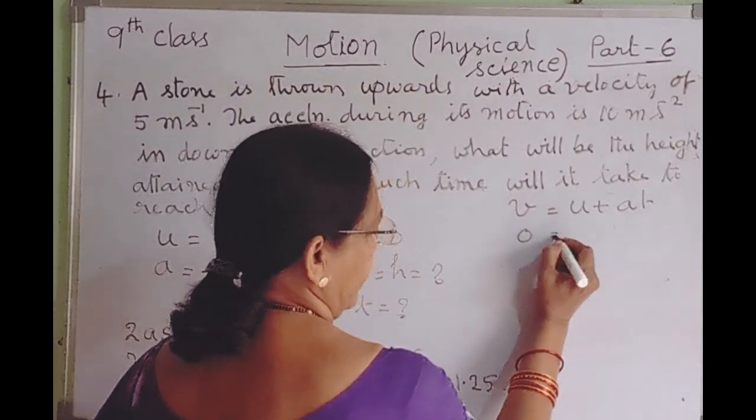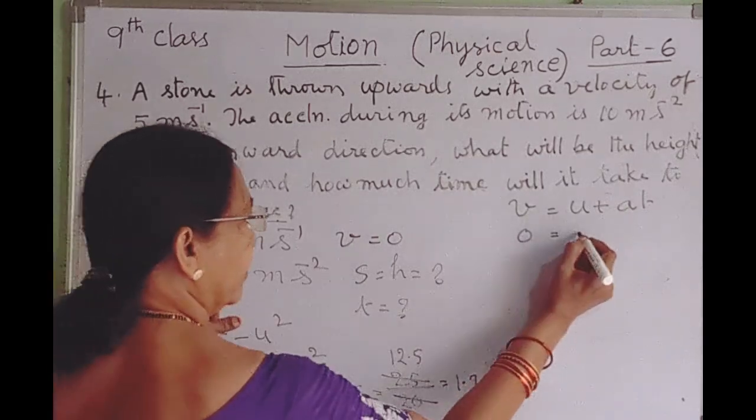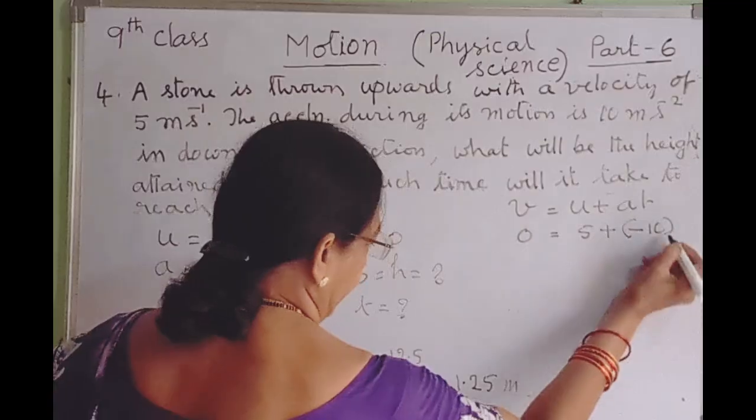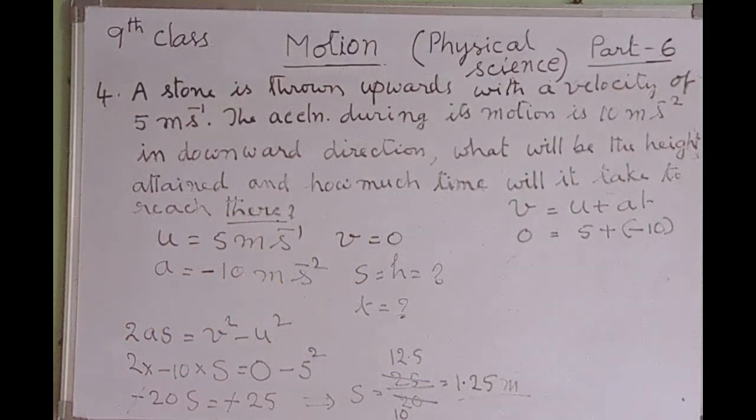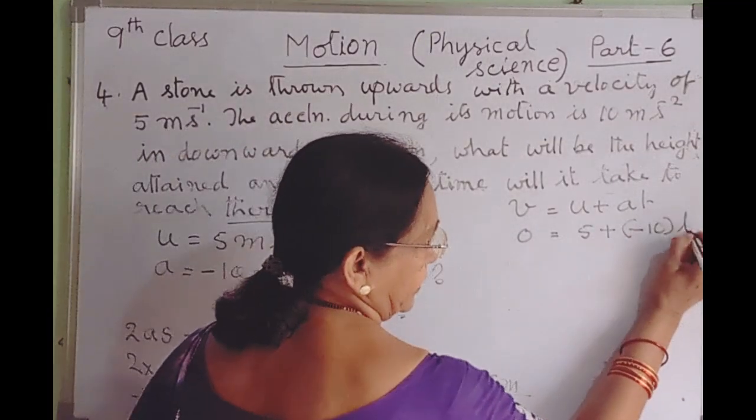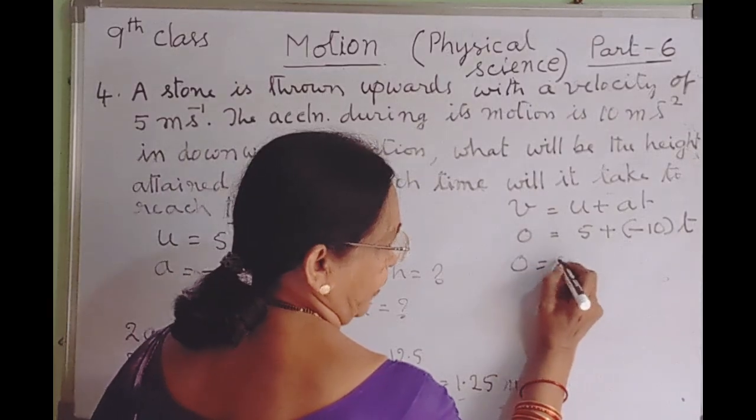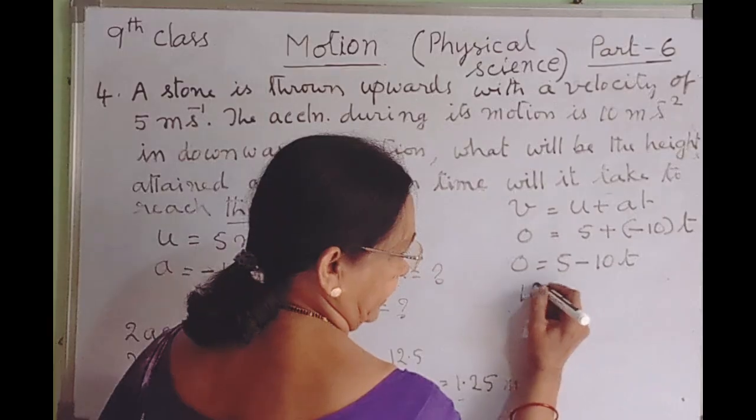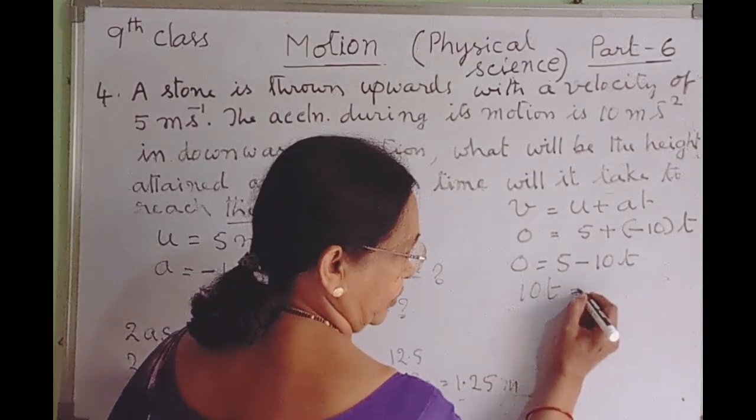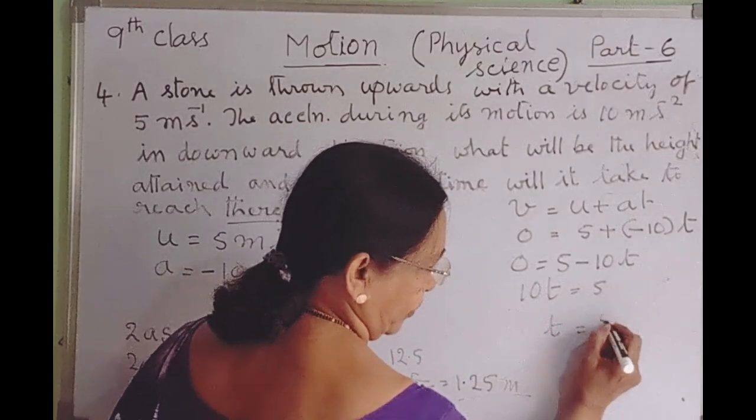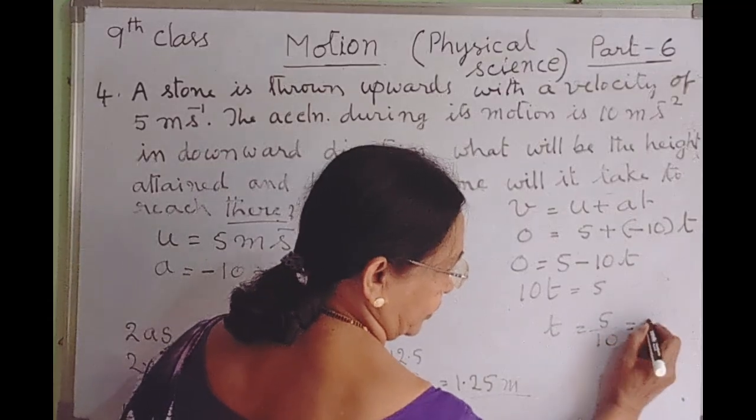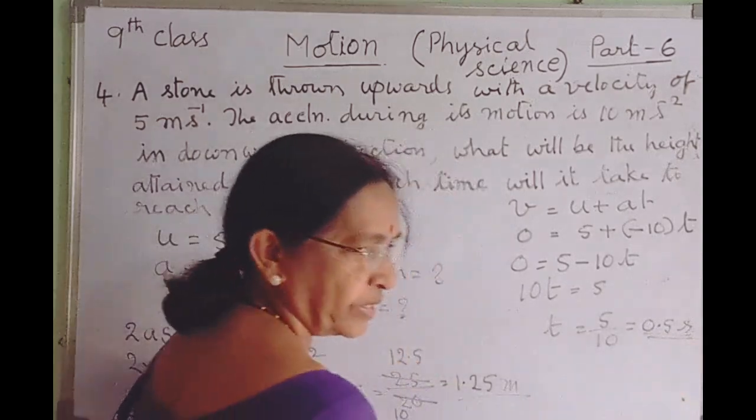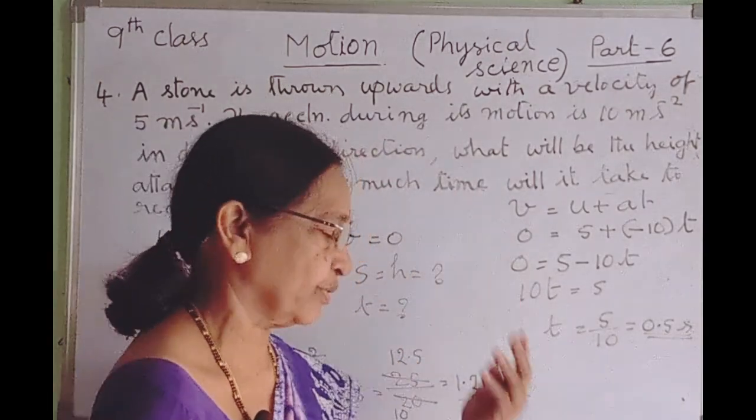Final velocity 0, and the initial velocity is 5, plus a is minus 10, and t is t, we have to find out t. So 0 is equal to 5 plus minus 10 t, or 10 t is equal to 5, or t is equal to 5 by 10, which is equal to 0.5, and the unit for time is seconds in SI system. Therefore, it takes half a second to reach that height.